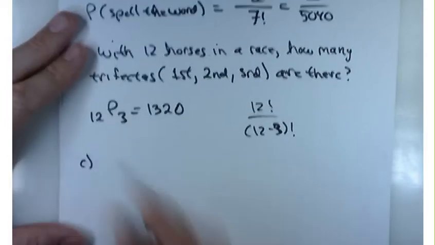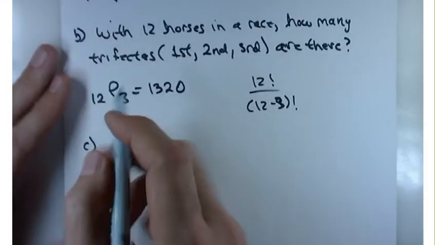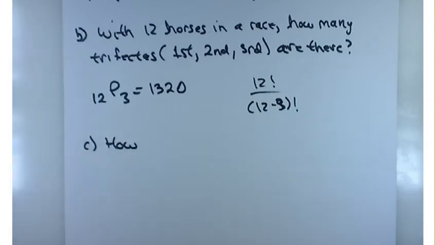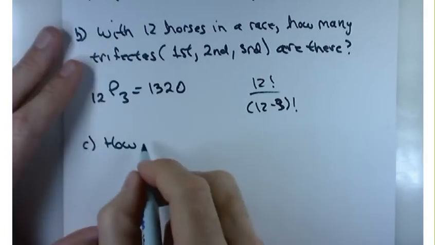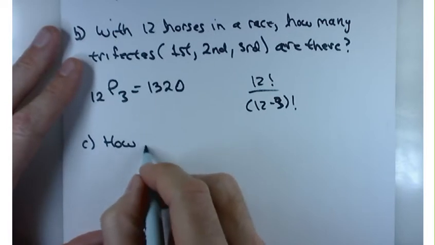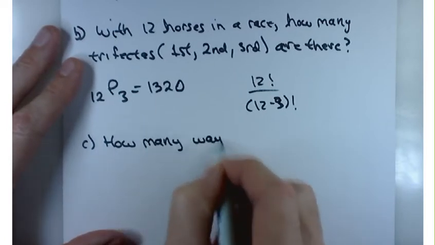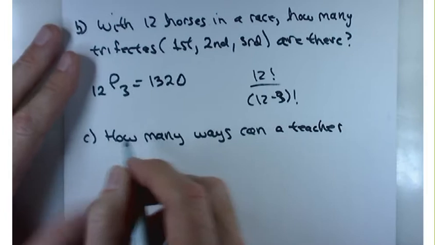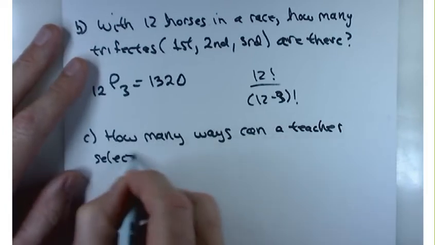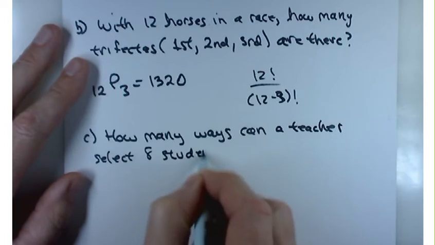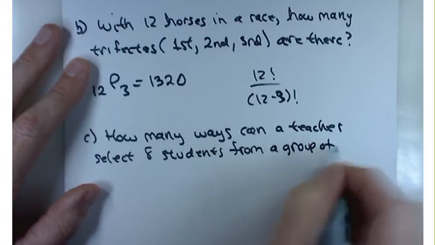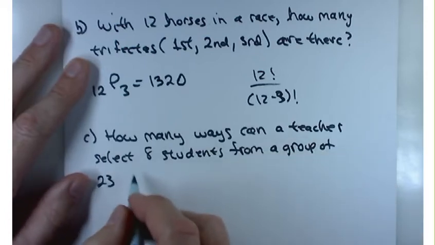Okay, let's do one last example from section 4.4. Last Friday, I was part of a group that went to Beaumont to check out remote learning systems. And I thought of this experiment. How many ways can a teacher select 8 students from a group of 23 to test a new Zoom product?